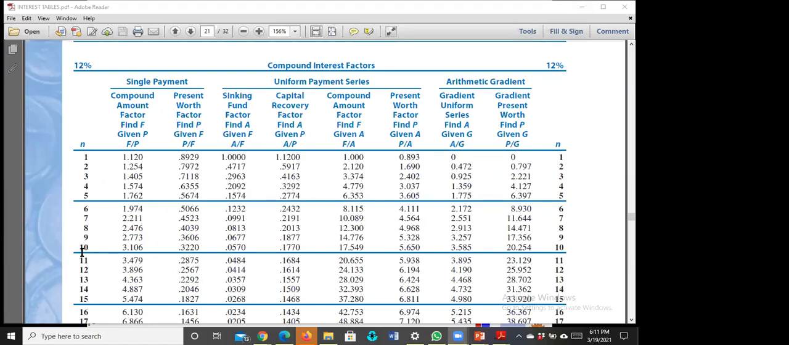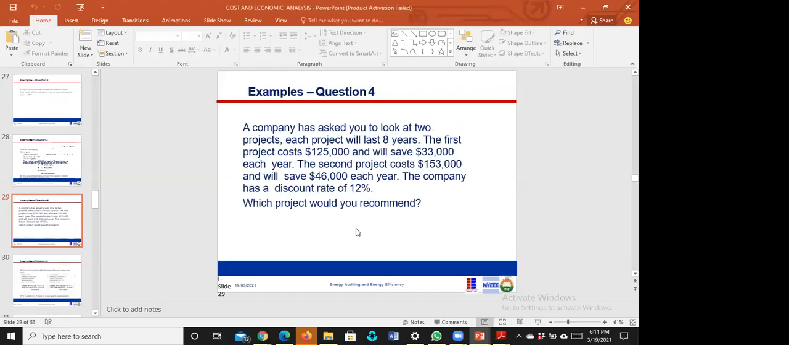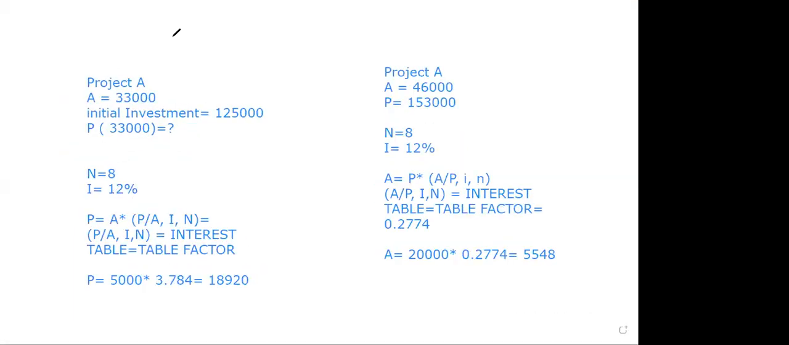Here we go. So this is 8 years. We're using the present worth given A, so 4.968. So that's correct. So what's the final answer then? 4.968, yeah? That is 33K. Thank you. And what's the final value? 163,944.